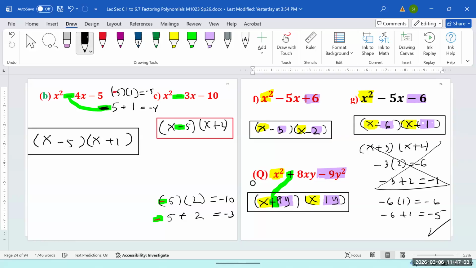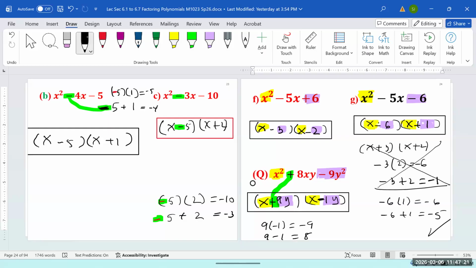So if 9 is plus, 1 has to get what sign? Plus or minus to get 8. Minus. So 9 times negative 1 is negative 9. 9 minus 1 is positive 8.